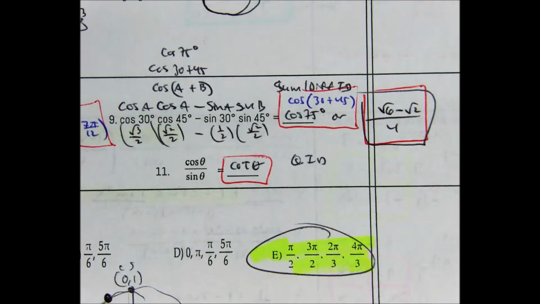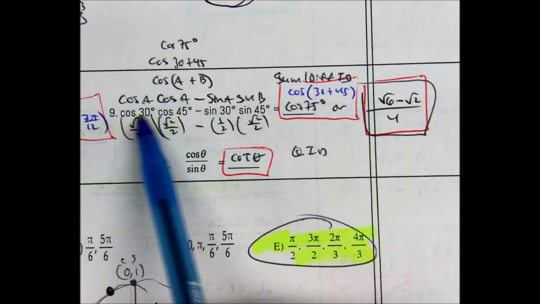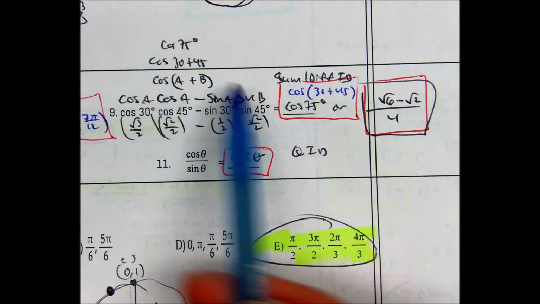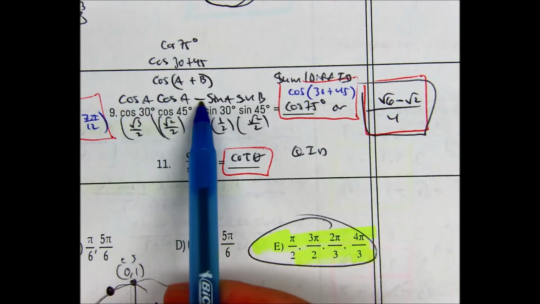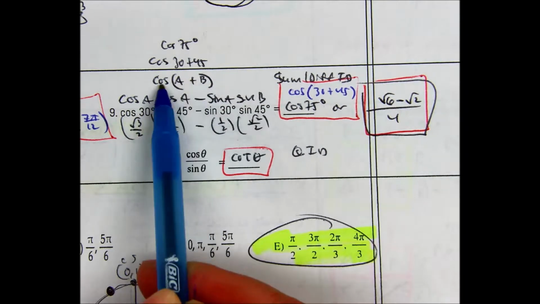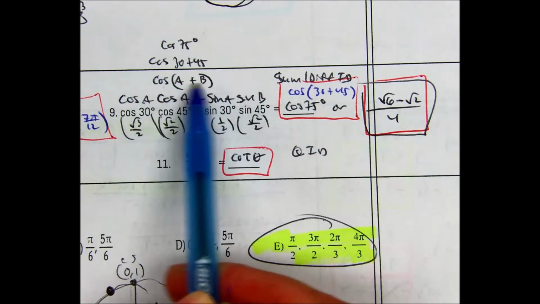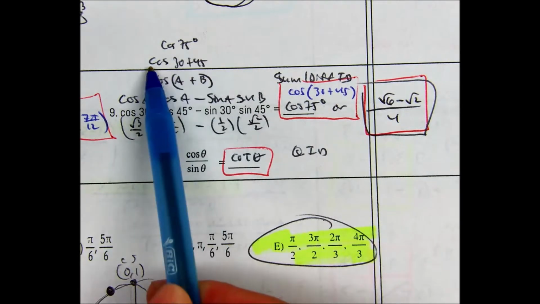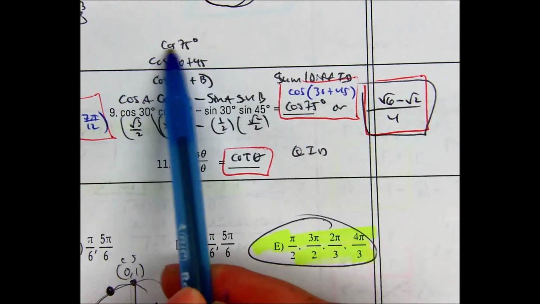Question number 9. Cos, sine, ob. You have the difference identity, the sign changes, so you have plus, so you have the sum identity of cosine. So you would add A and B together. You would get cosine of 30 plus 45, so that means your answer would be cosine of 75.